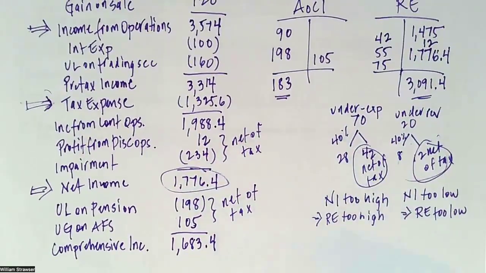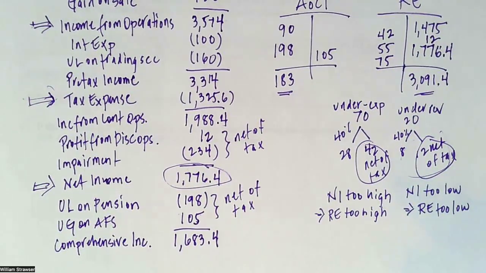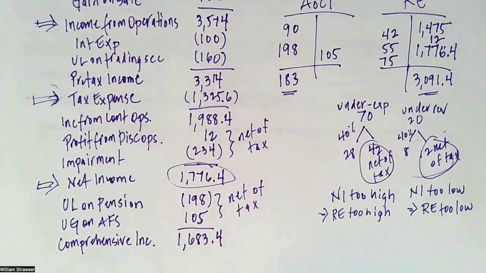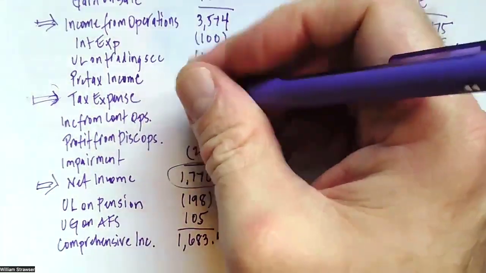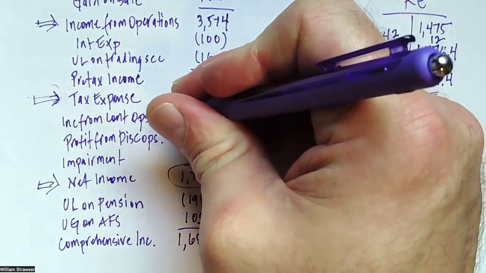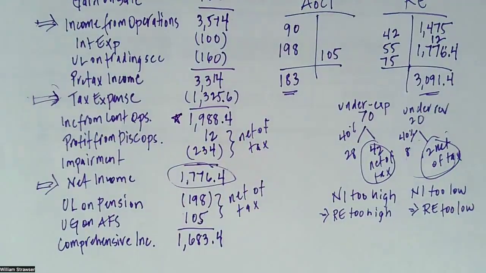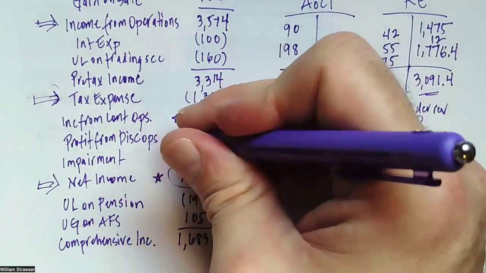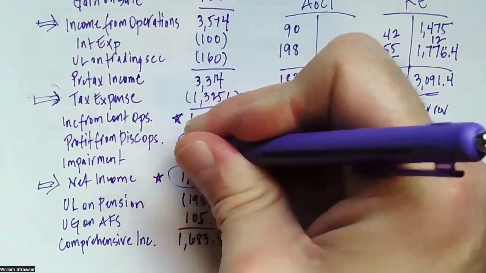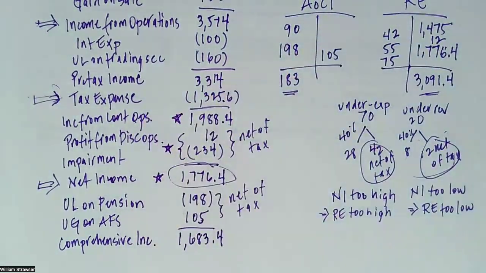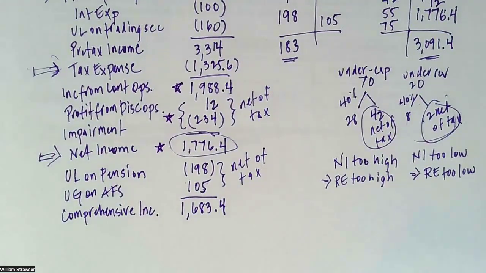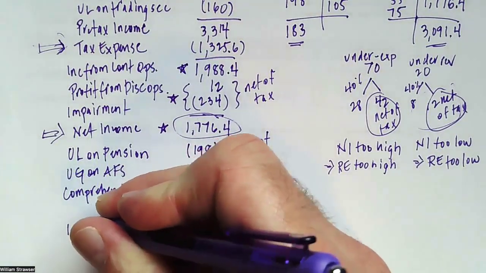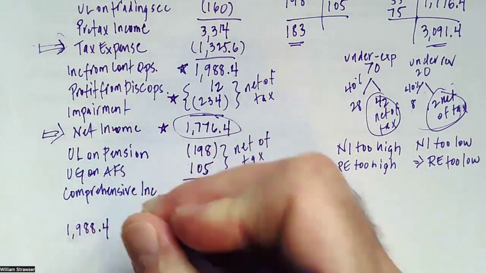So this is just an instance of, again, knowing what work to pull that you've already done. We need, because there's discontinued ops, we're going to need 3 EPS. So we're going to need the income from continuing ops EPS. We're going to need a net income EPS. And then we're going to want to show the effect of all of that discontinued op on the EPS figures. So we start off with 1,988.4. That's my disc op.